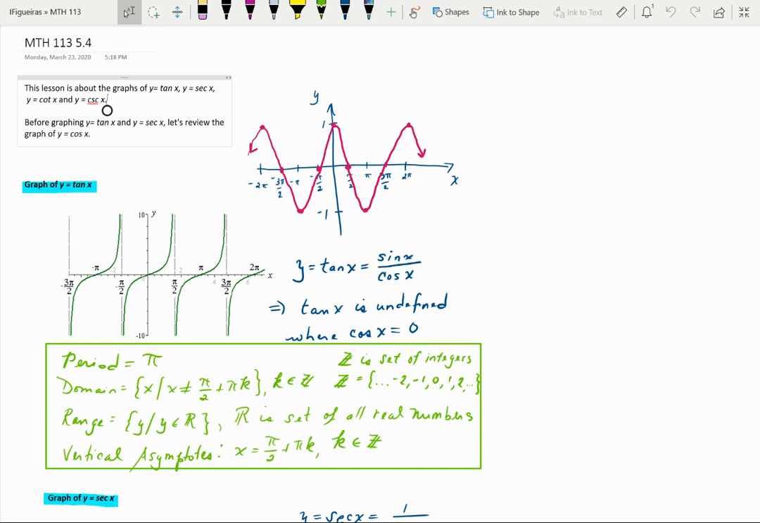Hi, this lesson is about the graphs of tangent, secant, cotangent, and cosecant. So make sure you learn the lesson about the graphs of sine and cosine before you look at this video. We're going to graph tangent and secant first because they are the most similar, and you need to understand the graph of cosine in order to graph tangent and secant, or at least it helps.